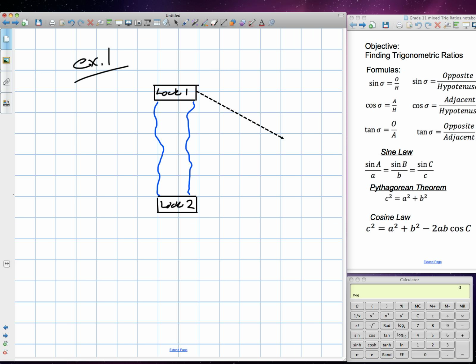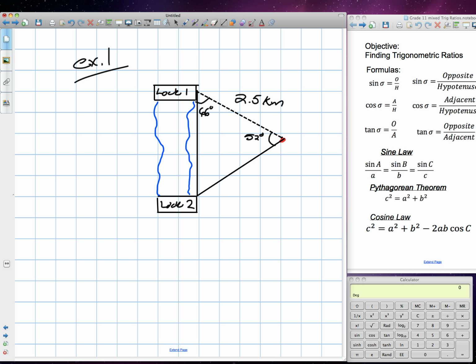It says the bicycle path forms an angle with the first lock that is 66 degrees. And then it says the angle from the end of the bicycle path, so let's say this is the end of it, to the next lock is 52 degrees. So they mean this angle here to the next lock is 52 degrees. Okay. So you can see we've created a triangle here. The question is asking us how long the canal is, so we need to find out that side of the triangle.